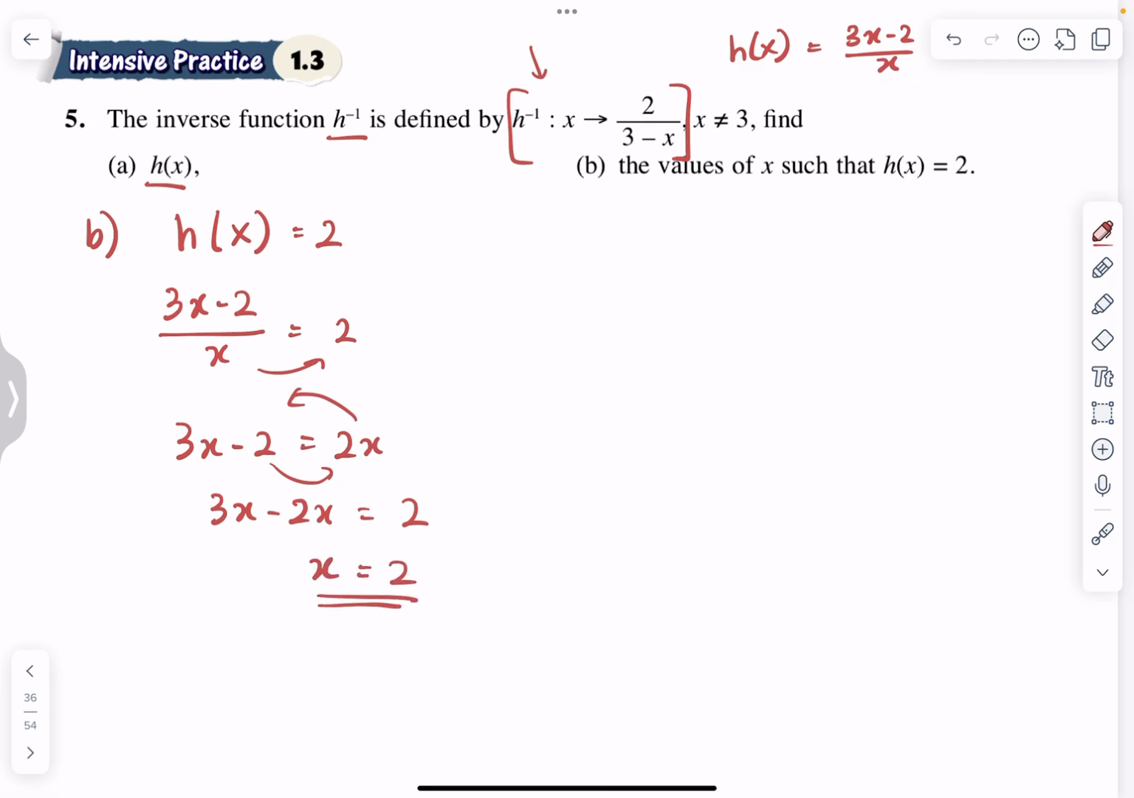Oh wait, they said values of x. I think this is a typo. Should be value of x. Okay, there's only one value of x. Right, that's it.